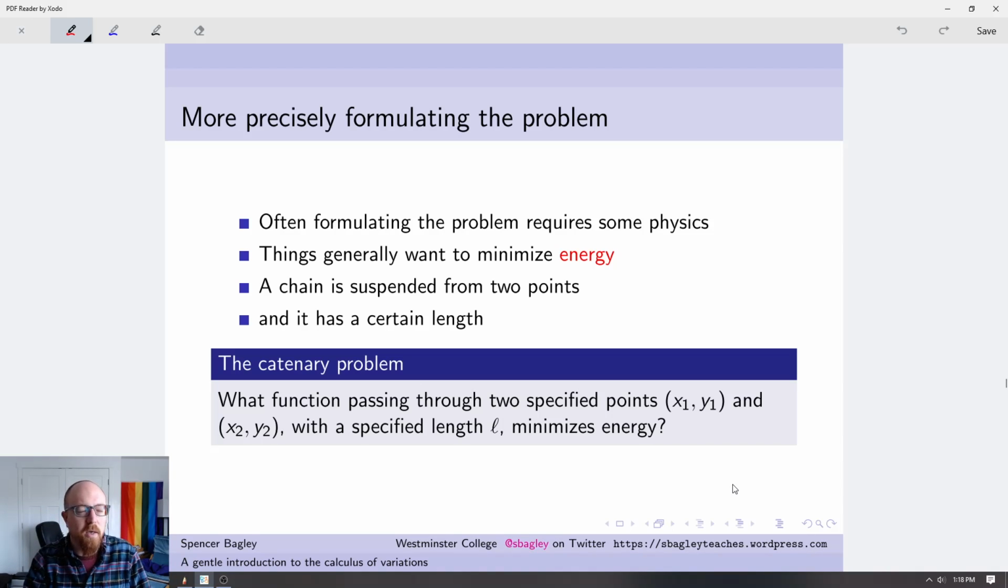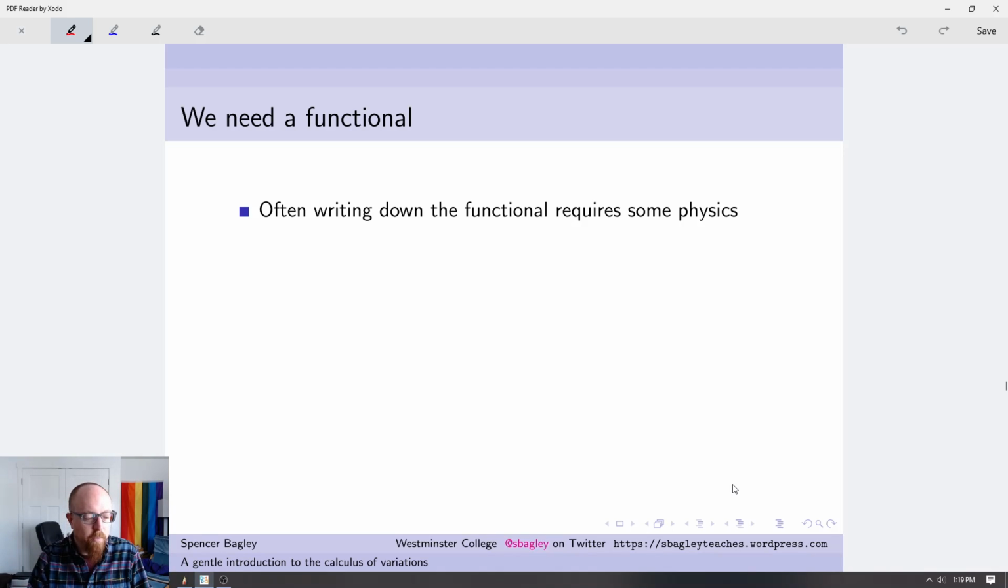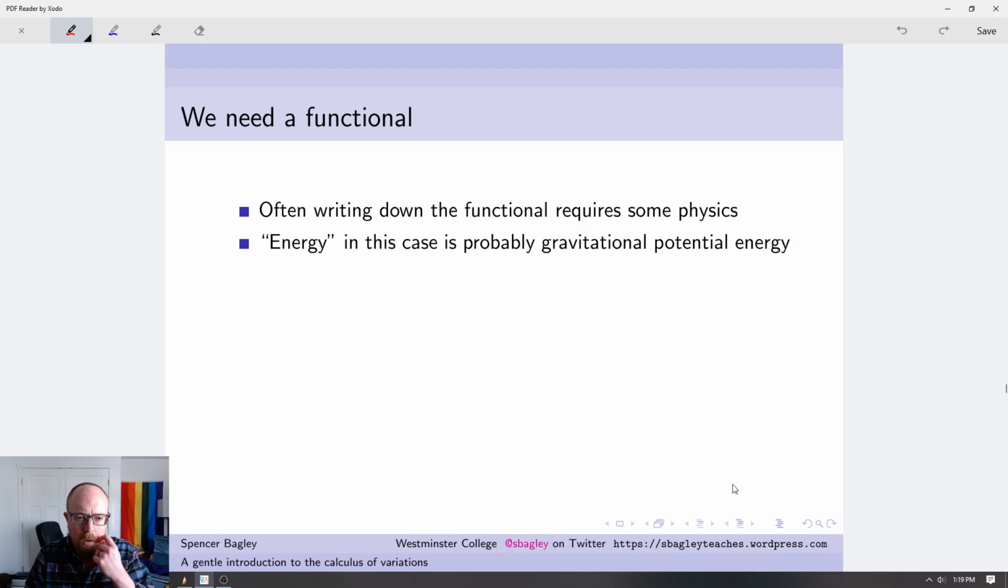So here is a more precise formulation of the catenary problem. What function passing through 2 specified points, x1, y1, and x2, y2, with a specified length minimizes the gravitational potential energy? Okay, I'm going to need a functional, and again, we're probably going to have to activate our physics brain for this. That's pretty common. Like I said, energy in this case is probably gravitational potential energy.